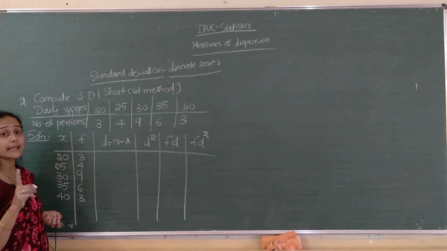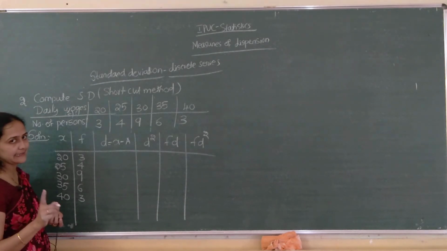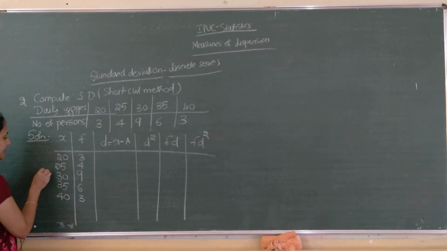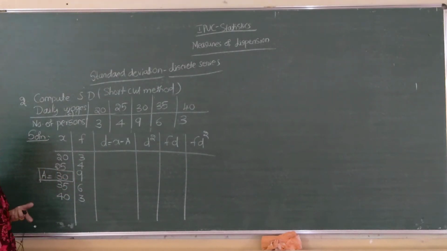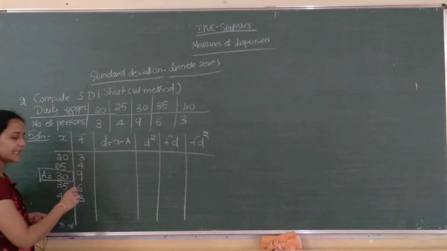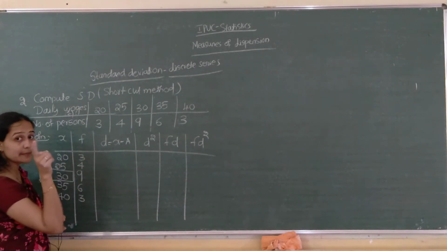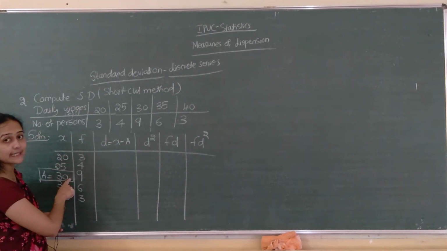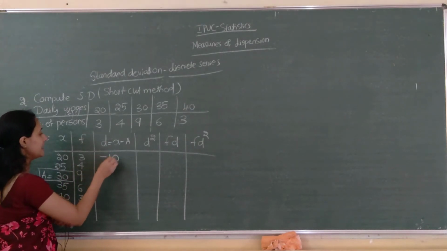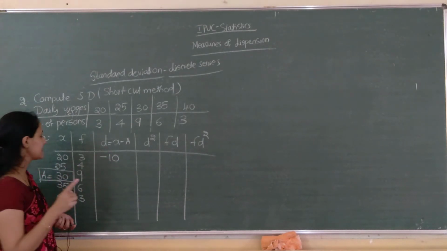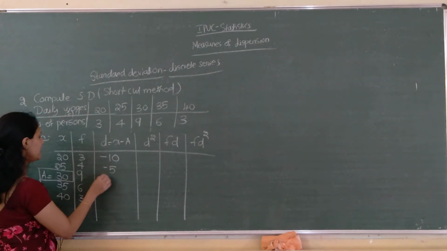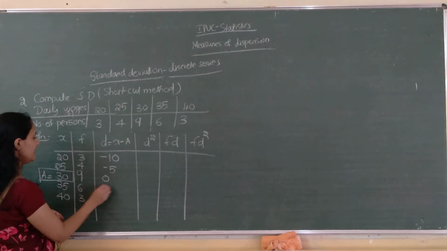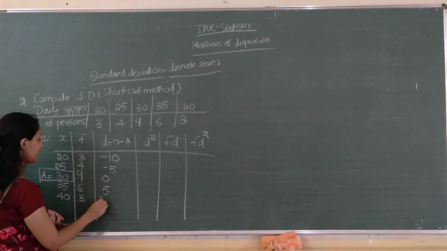D equal to x minus a, this is the deviation method, remember. In the deviation method, among the x values I am taking one as the assumed mean. For the time being I am taking 30 as the assumed mean. So a equal to 30, d equal to x minus a: 20 minus 30 is minus 10. If it is negative, you have to put the sign. 25 minus 30 is minus 5, 30 minus 30 is 0, 35 minus 30 is 5, 40 minus 30 is 10.